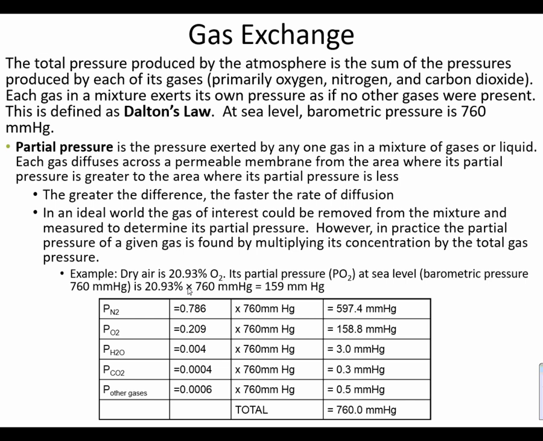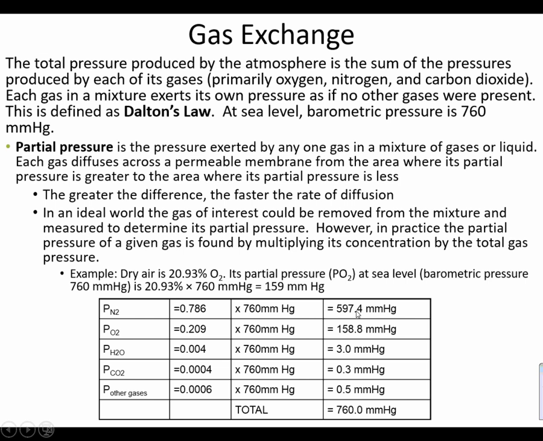Predominantly, it's actually nitrogen. 78.6% of the air that we breathe, whether that's here in Kansas, whether that's in Denver, whether that's in New Orleans below sea level, that percentage is not going to change. The percentages for all these gases will not change. Okay. Each gas in the mixture exerts its own pressure as if no other gases were present. This is defined as Dalton's law. Okay? And that's what we're showing down here with the table at the bottom.